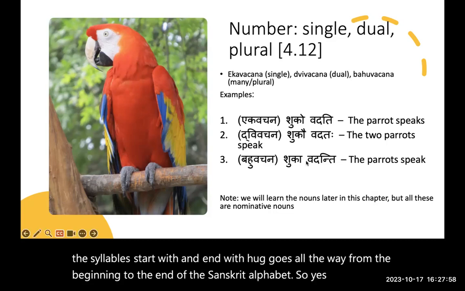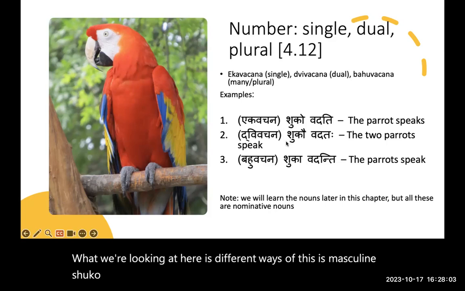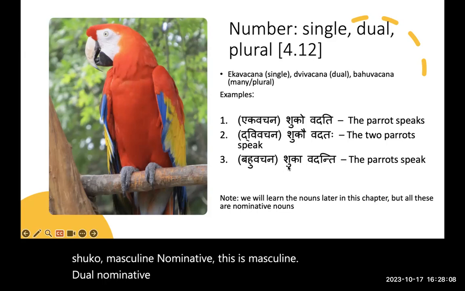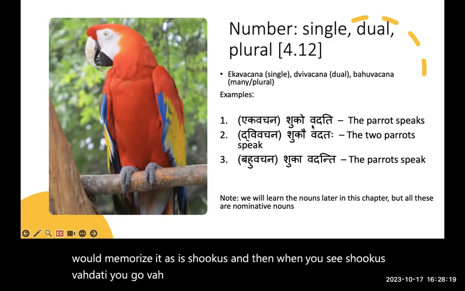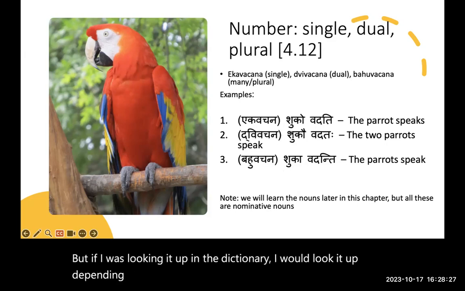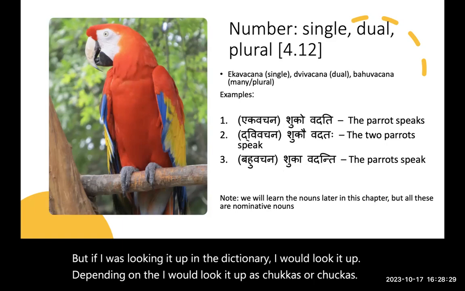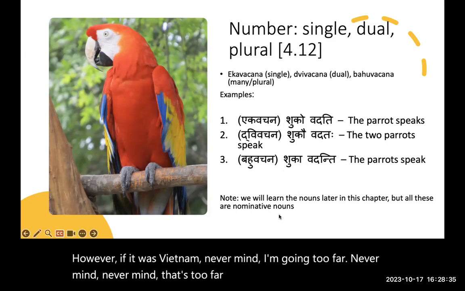So yes, what we're looking at here is different ways of this: masculine, shuko, masculine nominative. This is masculine dual nominative. This is plural masculine nominative. So what you would memorize it as is shukas. And then when you see shukas vadati, you go, oh, va is voiced, so I write it shuko. But if I was looking it up in the dictionary, I would look it up as shukas or shuka. However, if it was vanam, never mind. I'm going too far. We'll get there.